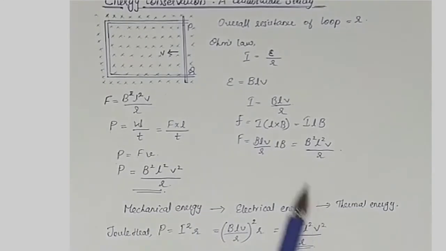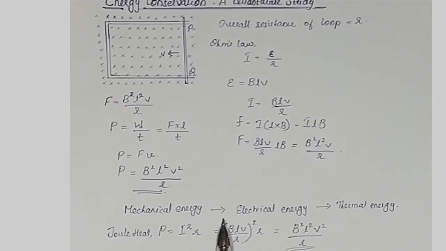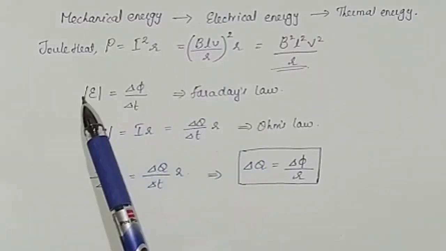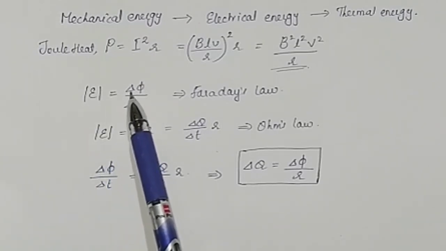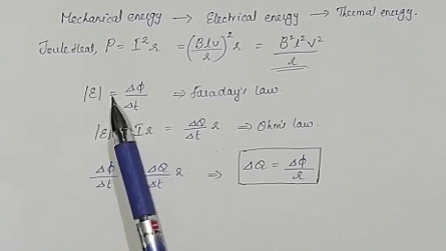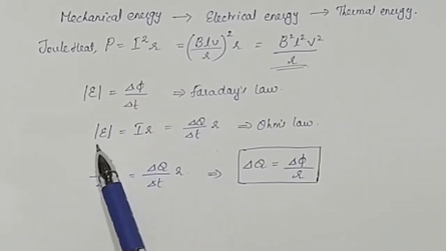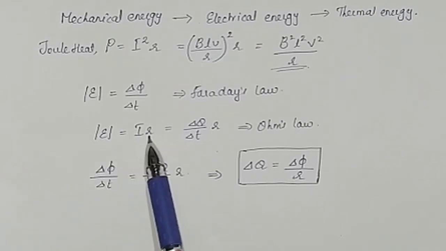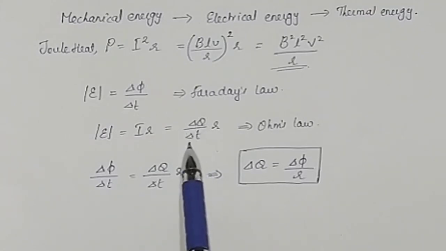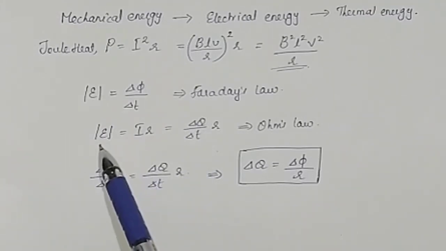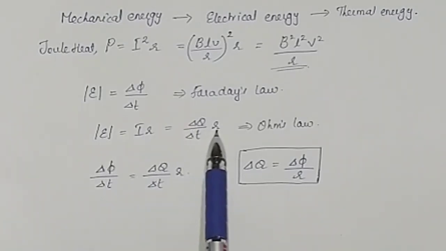Now, from this quantitative study of energy conservation, we have an interesting relation which we obtain by analyzing the induced EMF. We know that from Faraday's law, the magnitude of induced EMF can be written as delta phi by delta t. And also from Ohm's law, we can write induced EMF is equal to current into resistance. We know that current is the time rate of charge, delta Q by delta T, and therefore according to Ohm's law, the expression for EMF is delta Q by delta T into R.